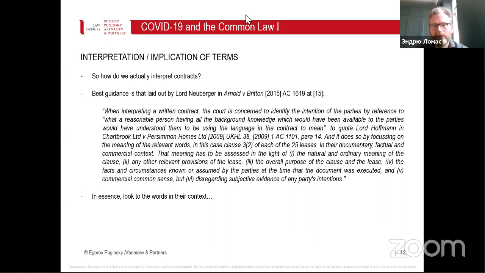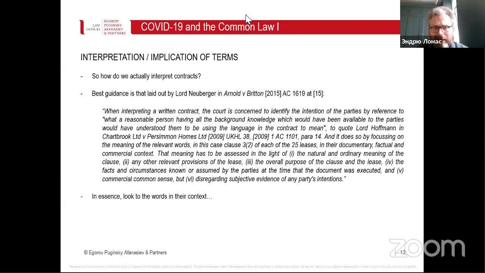And Lord Neuberger set out various points here. He said at paragraph 15, when interpreting a contract, the court is concerned to identify the intention of the parties by reference to what a reasonable person, having all the background knowledge which would have been available to the parties, would have understood them to be using the language in the contract to mean. It goes on to say, it does this by focusing on the meaning of the relevant words, and he sets out the relevant provision in that case.